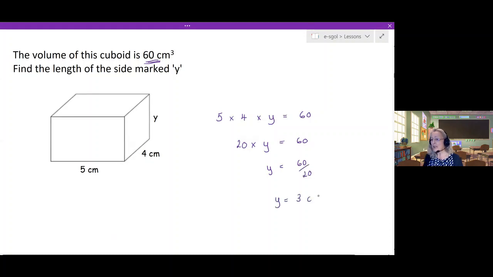And some of you will have been able to see that straight away from this line, just by looking at it and saying, well, 20 multiplied by what gives me 60? That Y must be 3. But it's not always nice numbers like this. So you need to be able to divide in order to find it if it's a more difficult number. Let's have a look at the next question.